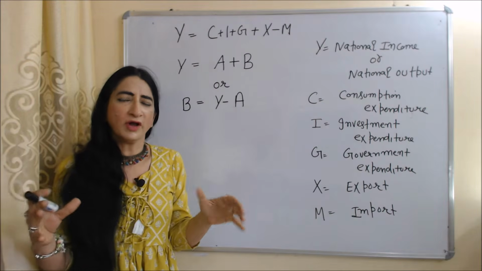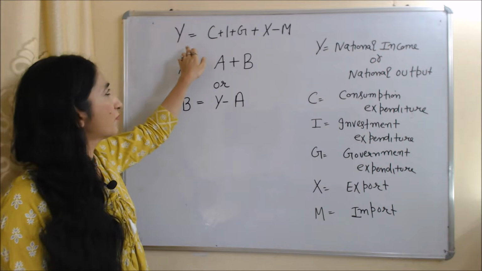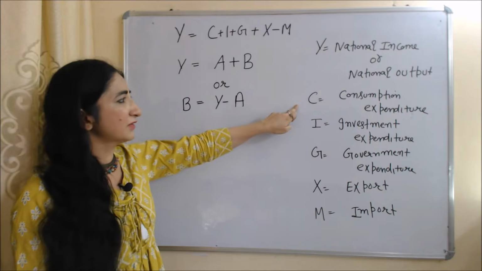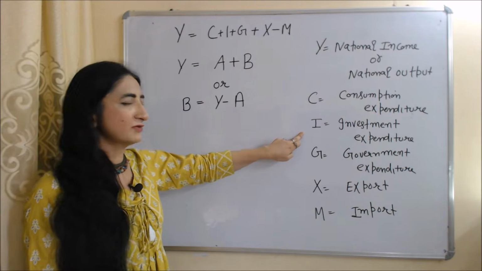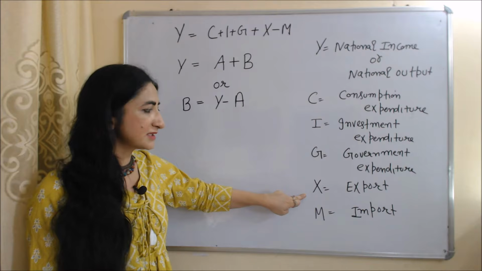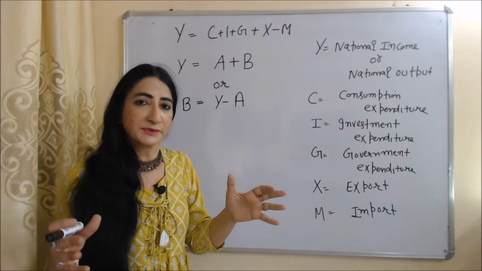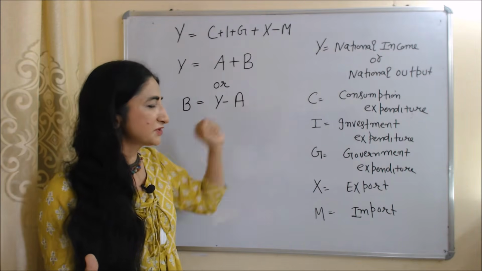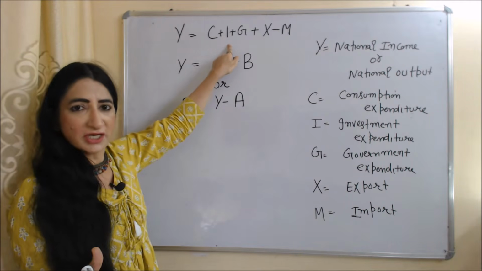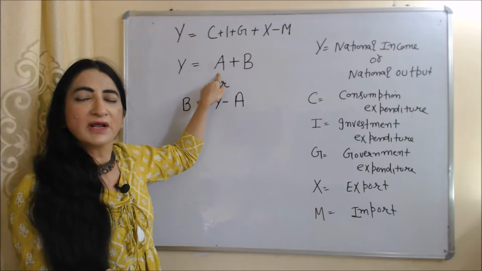Now we will see formula of calculating balance of trade according to this approach. In this equation, Y is equal to national income, or we can say the national output, and C is equal to consumption expenditure, I is equal to investment expenditure, G is equal to government expenditure, X is equal to export, and M is equal to import. As we earlier discussed, our absorption are our expenditure, like consumption expenditure, investment expenditure, and government expenditure. That's why in this equation, C plus I plus G is equal to absorption. Here A represent our absorption.